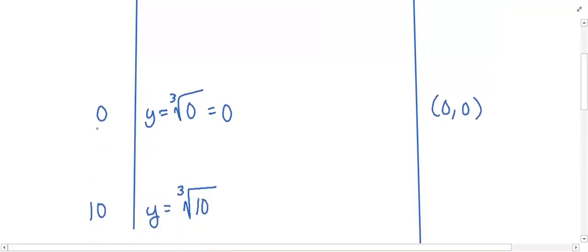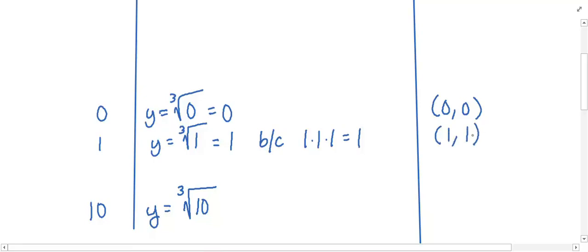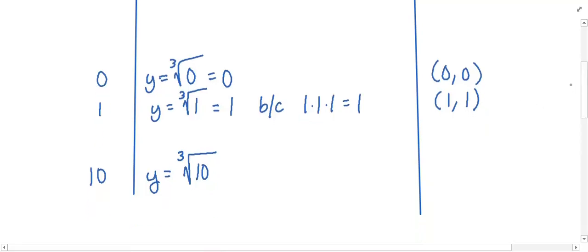Okay, so let me pick 1. Now if I pick x equals 1 and plug it in, this is going to be the cubed root of 1. That is just 1, because if you take 1 and multiply it by itself 3 times, you get 1. So the cubed root of 1 is 1. That means if x is 1, the y value is 1. So (1, 1) is going to be on the graph. All right, then you want to keep plugging in other values.